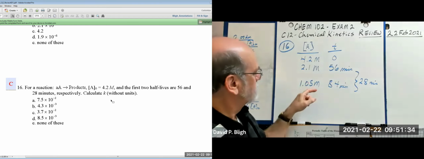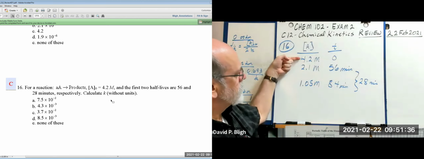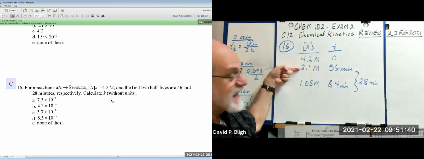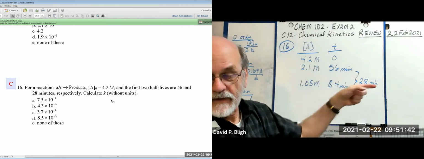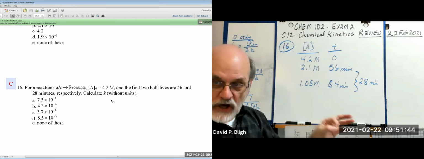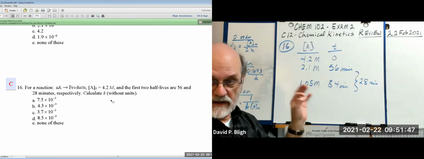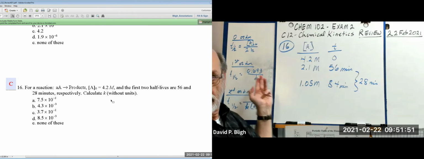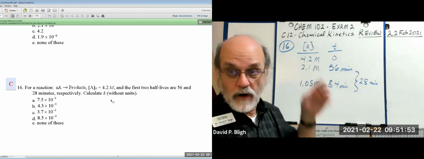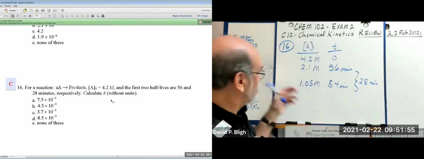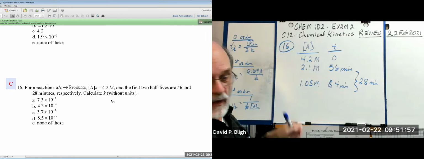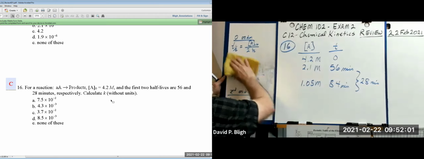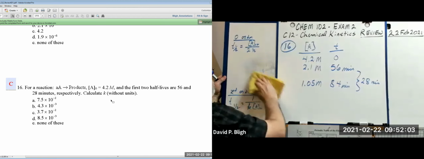So look at your data. If the concentration is here, you get that half-life. If the concentration is less, you get that half-life. The half-life does depend upon the initial concentration. So that means first order's out, right? It doesn't work because it's not proportional to concentration at all. So we can get rid of the first order. There's no possibility.